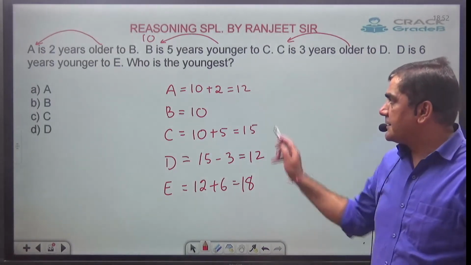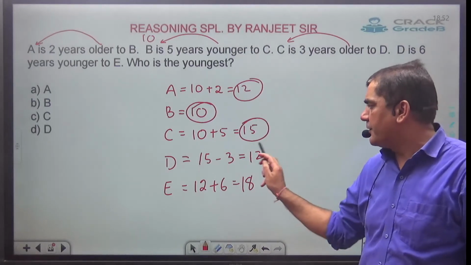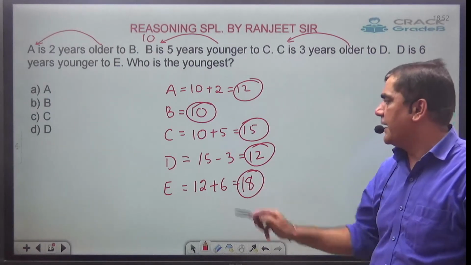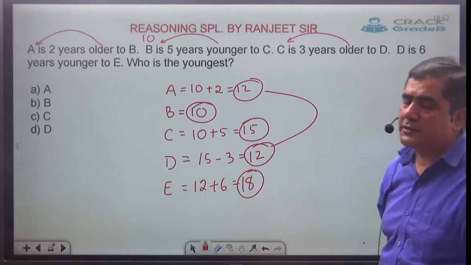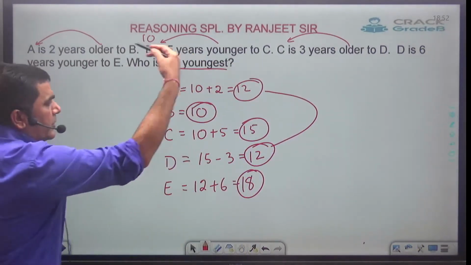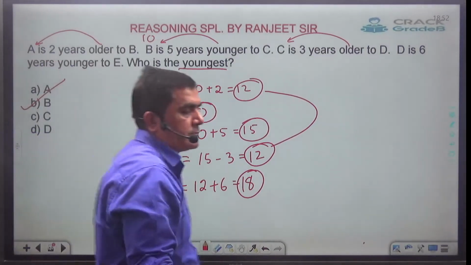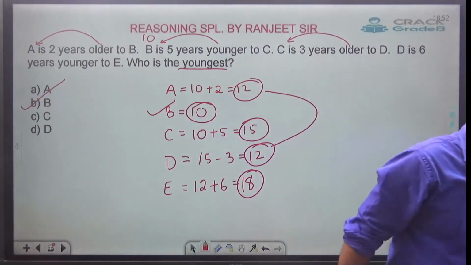Clear? So here what I can say, age of A is 12, age of B is 10, age of C is 15, age of D is 12 and age of E is 18. Just see, these two persons have got the same age. Now the question is, who is the youngest? So youngest will be B, having the age of 10 years. Clear?